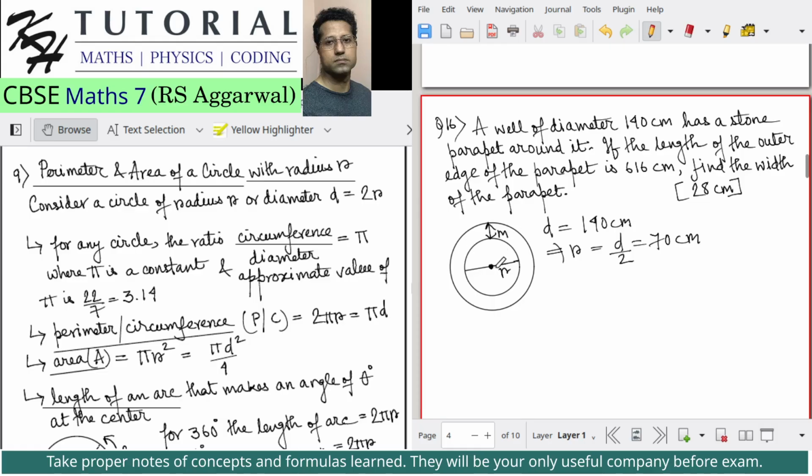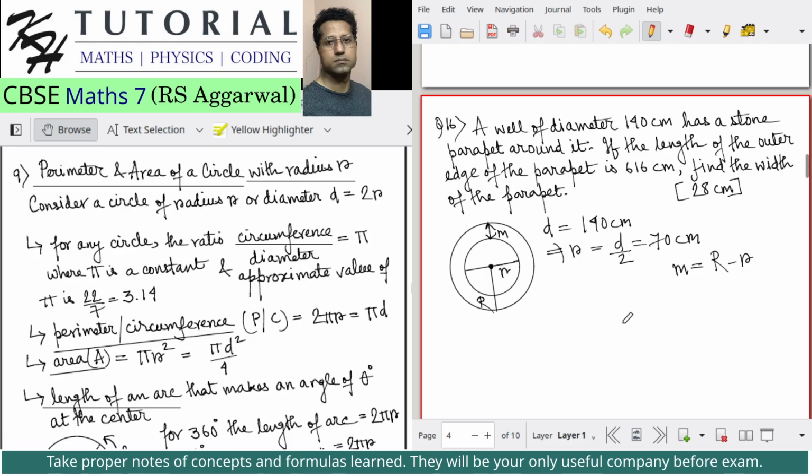So, let's say the radius of the outer edge of the parapet is a capital R. Definitely, if the width of the parapet is small m, the radius of the outer edge of the parapet is capital R, and the radius of the well is small r, we will obviously have the width equal to capital R minus small r. Okay, now what is 616 centimeter?